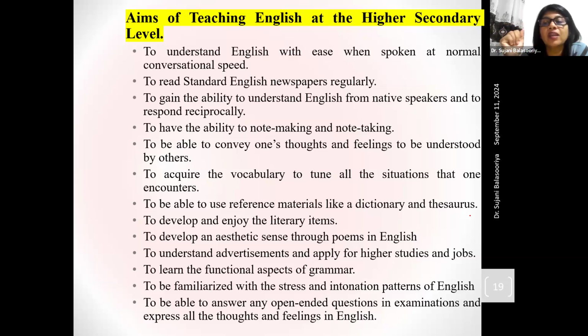The student should be able to use English for this purpose and to have the ability of note making and note taking skills. These are skills, right? When a person is talking, especially for example in a lecture, the students are expected to take the notes, note making, note taking, right? Then the students at higher secondary level should be able to do that in English language and to be able to convey one's thoughts and feelings to be understood by others.